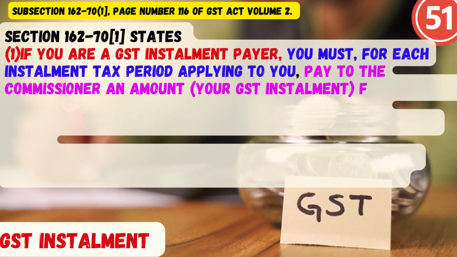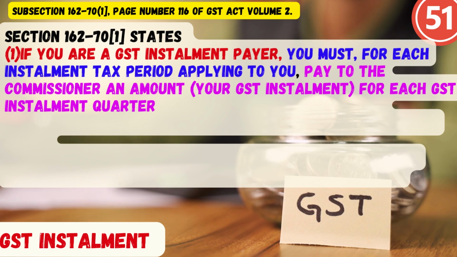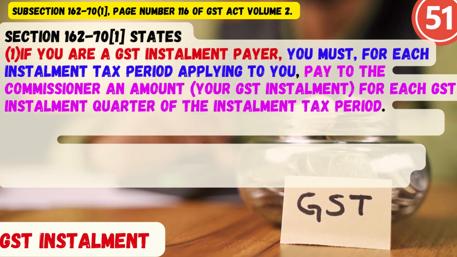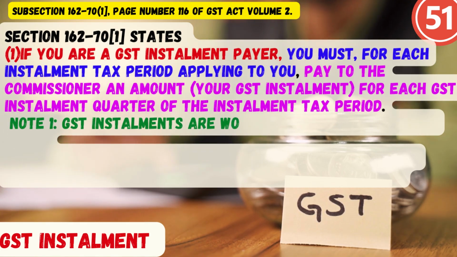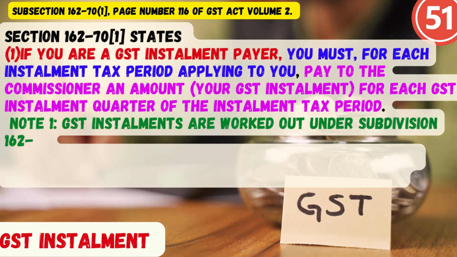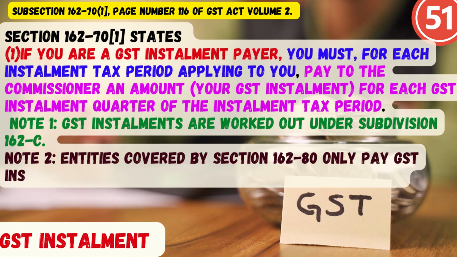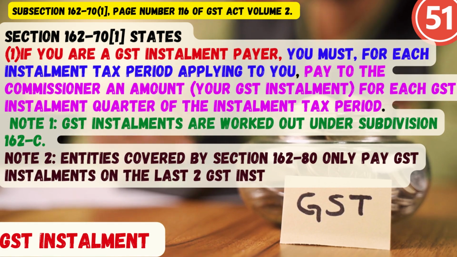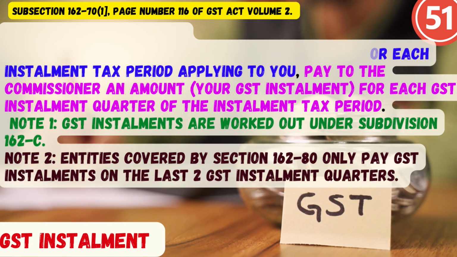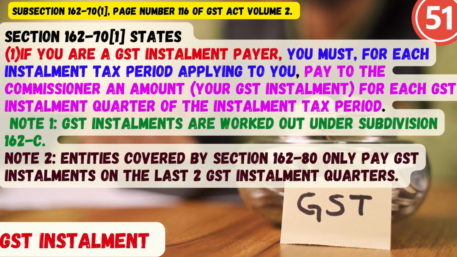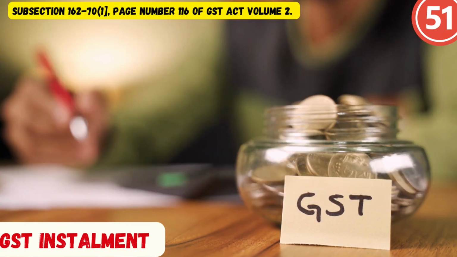pay to the Commissioner an amount, your GST instalment, for each GST instalment quarter of the instalment tax period. Note 1. GST instalments are worked out under subdivision 162-C. Note 2. Entities covered by section 162-80 only pay GST instalments on the last two GST instalment quarters.